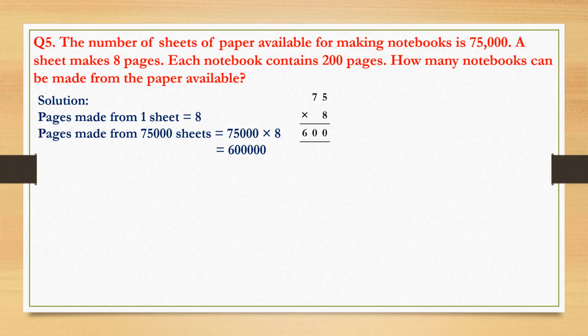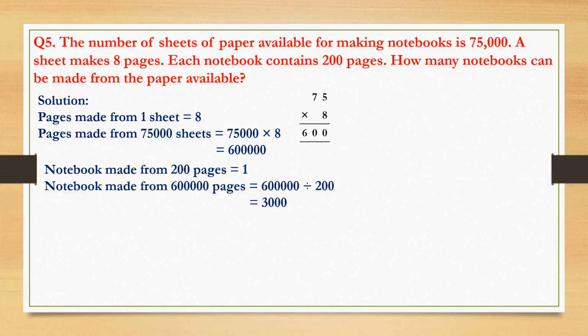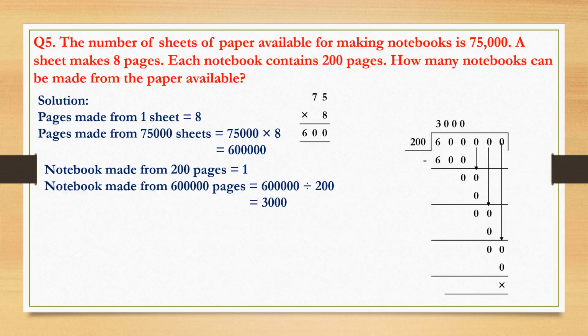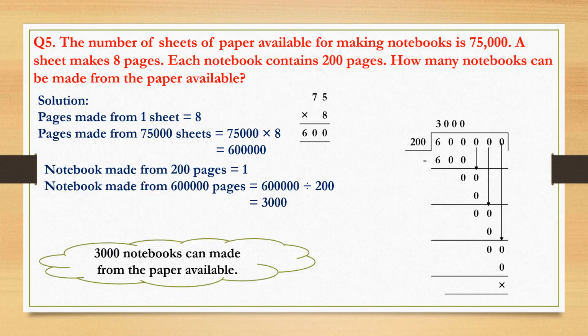Now what we know is that from 200 pages one notebook can be made. So from 6 lakh pages, how many notebooks can be made? So what I can do, 200 pages plus 200 pages plus 200 pages. Either that, or I can divide 6 lakh by 200, so that I'll get the number of notebooks. So when I am dividing 6 lakh by 200, I am getting my answer 3000. Okay, so at last I can say 3000 notebooks can be made from the paper available.